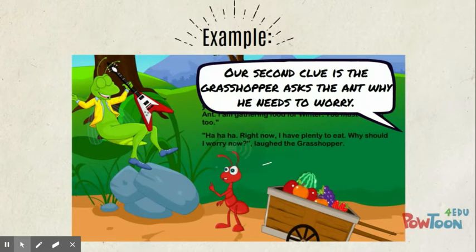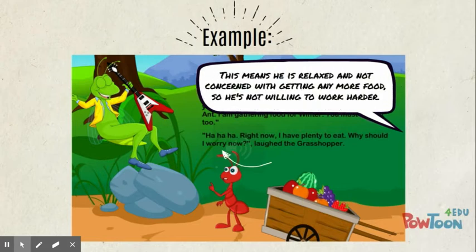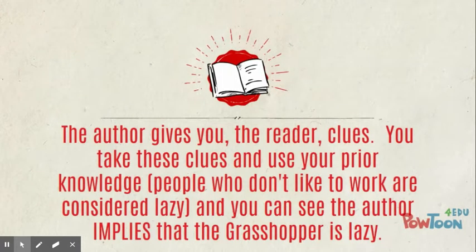Another clue that makes me think he's lazy is he asks the ant why he needs to worry about winter coming and not having enough food. This tells me that he's relaxed. He's not concerned with getting more food. He's not willing to work any harder. So the author is giving you, the reader, clues in their explicit text, and you take those clues and use your prior knowledge, such as people who don't like to work are considered lazy, and you can see the author is implying the grasshopper is in fact lazy.